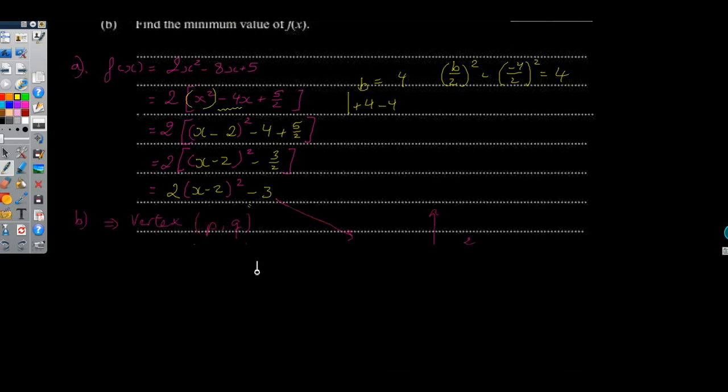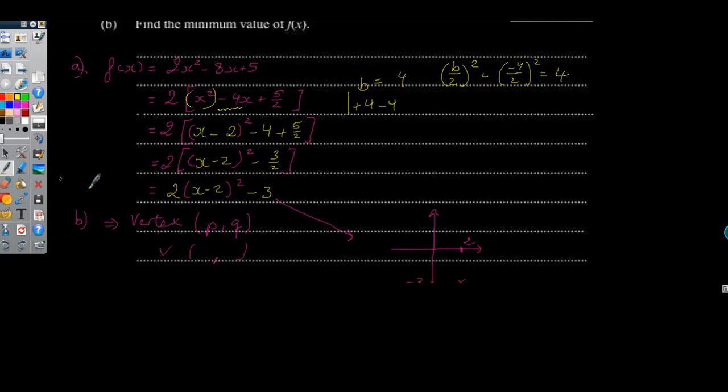In the second part of the question, we asked for the minimum value of f of x. Well, from this form, we can easily read off the vertex, which has values p and q. So we can write here, the vertex is going to have the x-coordinate 2 and the y-coordinate -3. Which, if this is minus, this is going to be positive.